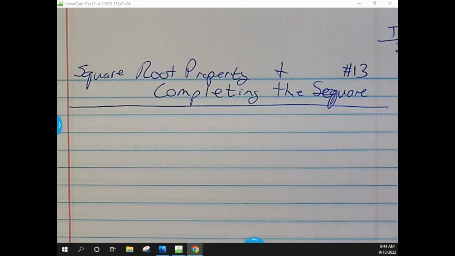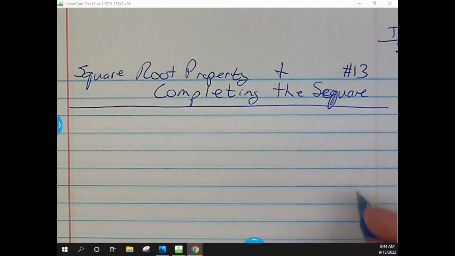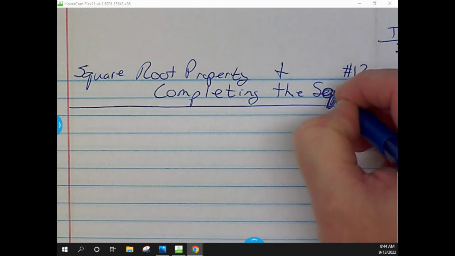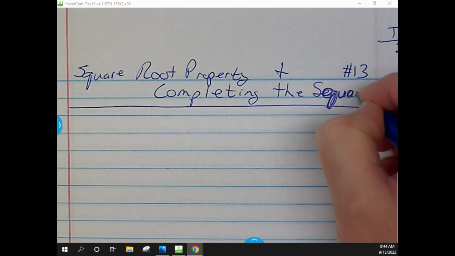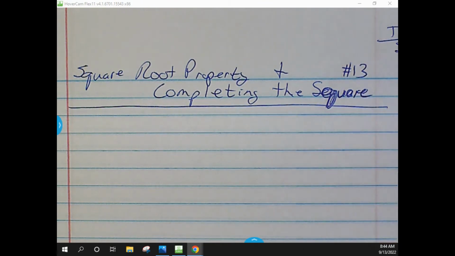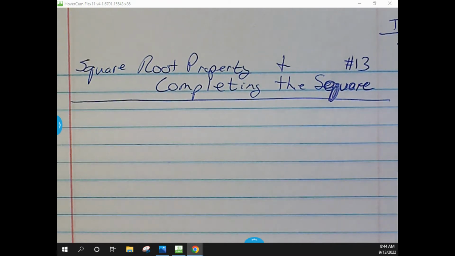All right, so for this one, we've got two things we're doing. We're going to do square root property, which is really straightforward, really easy. And then the other thing we're going to do is completing the square. Completing the square is optional. You don't have to do it this way. We're just going to show it to you because some people like to do this one once you get the hang of it. Some people don't. It just depends on how you think and what you want to do.